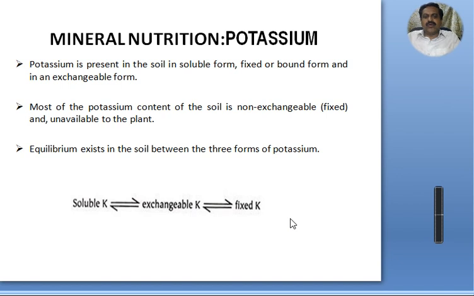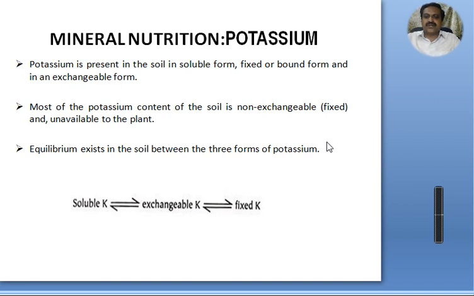The another macronutrient element is the potassium. Potassium is present in the soil in soluble form, fixed or bound form, and in an exchangeable form. Most of the potassium content of the soil is non exchangeable, that is fixed form, and generally unavailable to the plant.